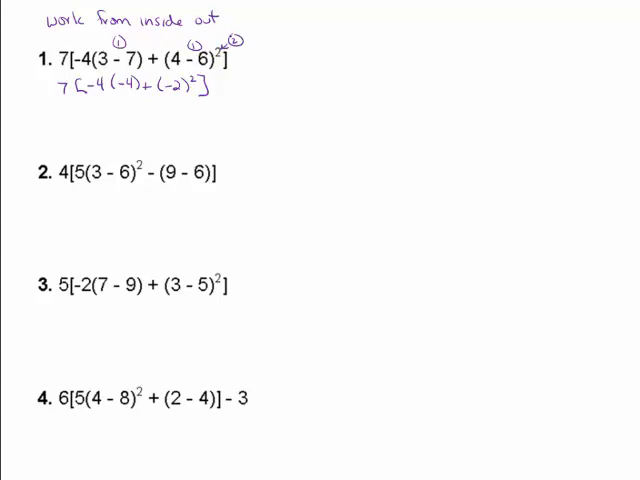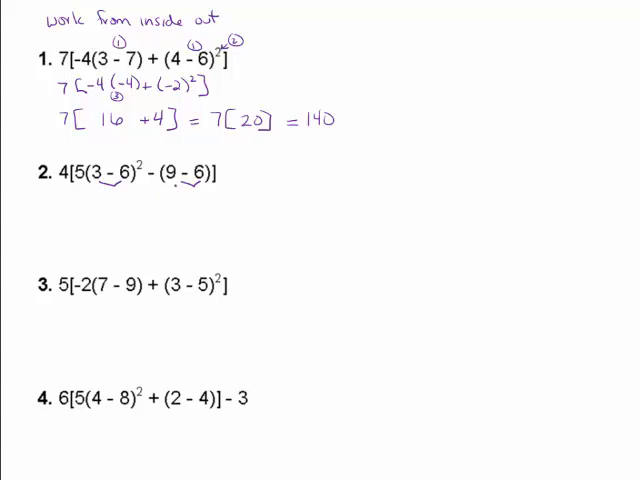Exponents come next. Negative 2 squared is 4. Then I can do multiplication. Then I'm in brackets. So now I have to do the 16 plus 4, so that gives me 20. So that gives me 140.